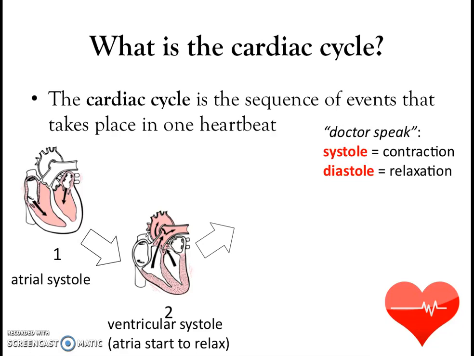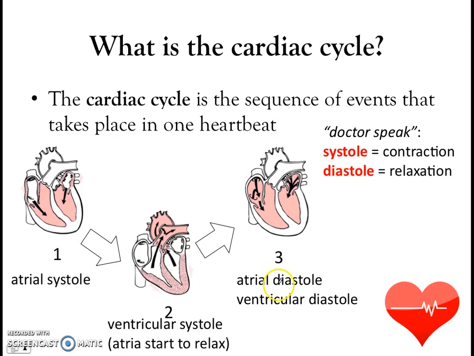The third phase is called the atrial diastole and ventricular diastole. The whole heart is now in a relaxed state and blood can fill the heart. Blood will flow into the right and left atria and then flow into the right and left ventricles as well. And then the cycle repeats itself: atrial systole, ventricular systole, atrial diastole, and ventricular diastole.